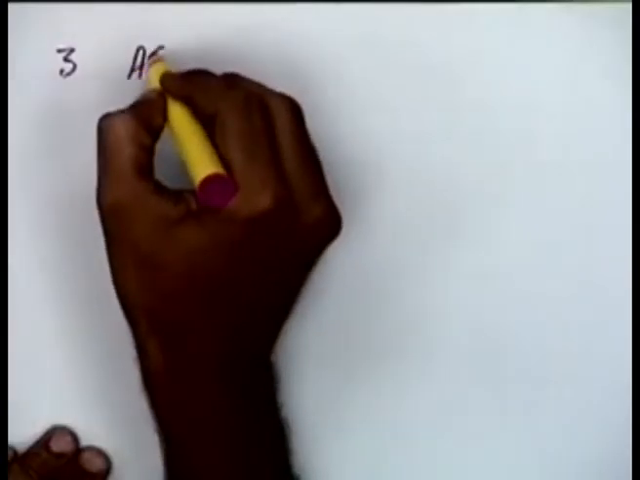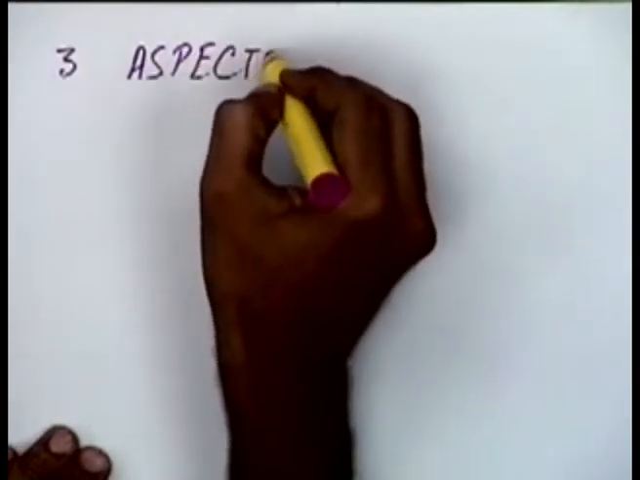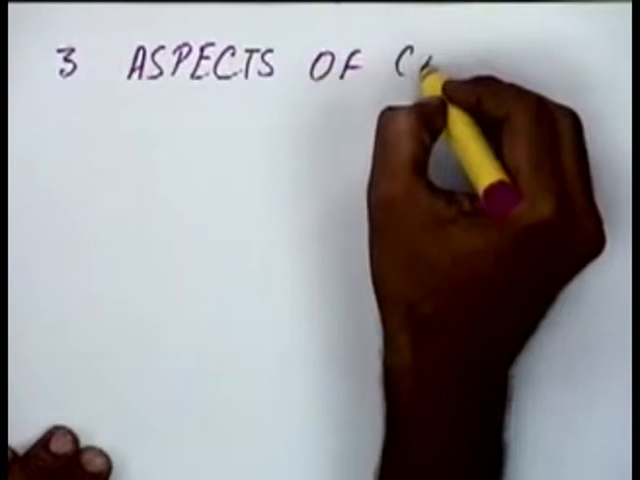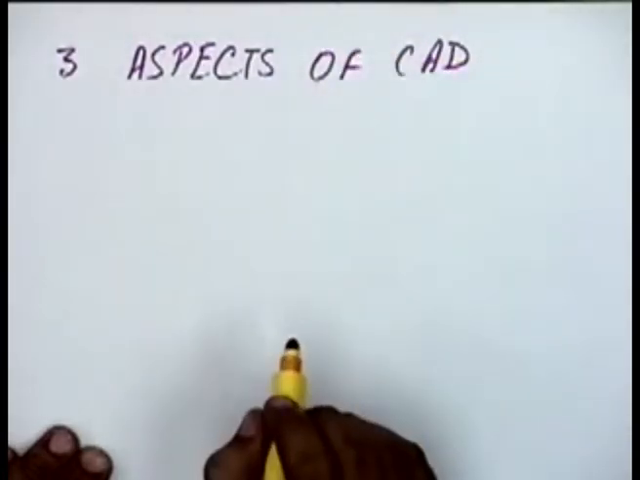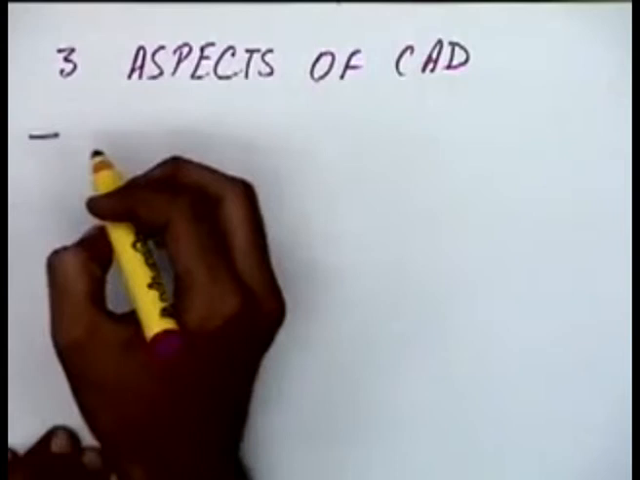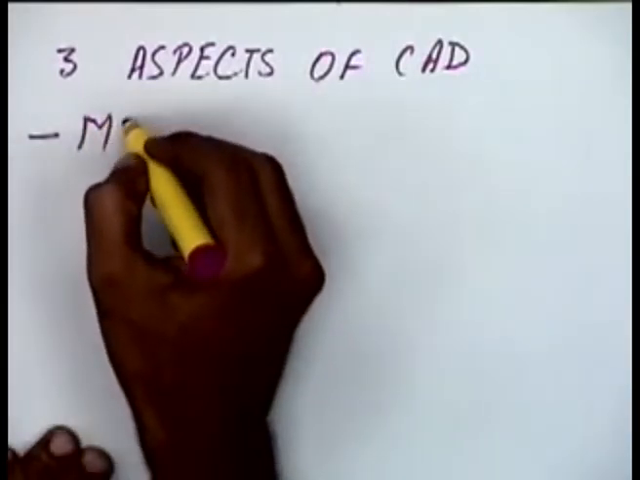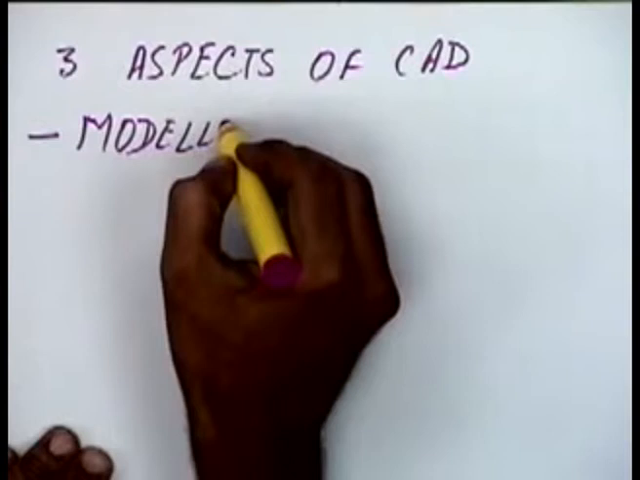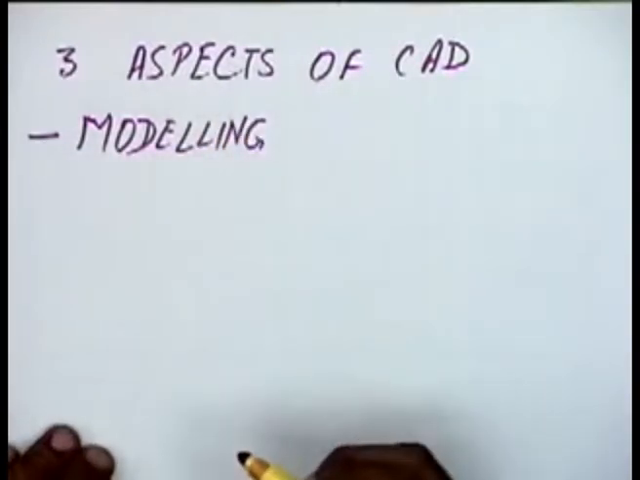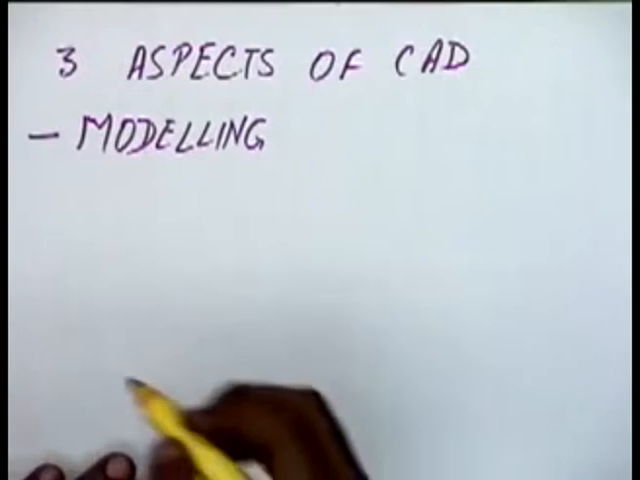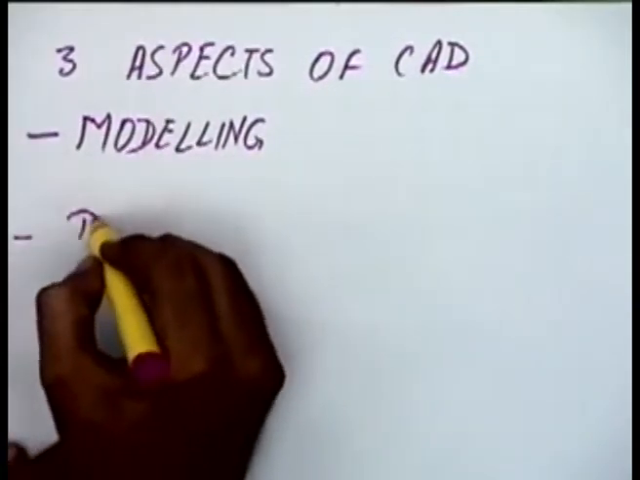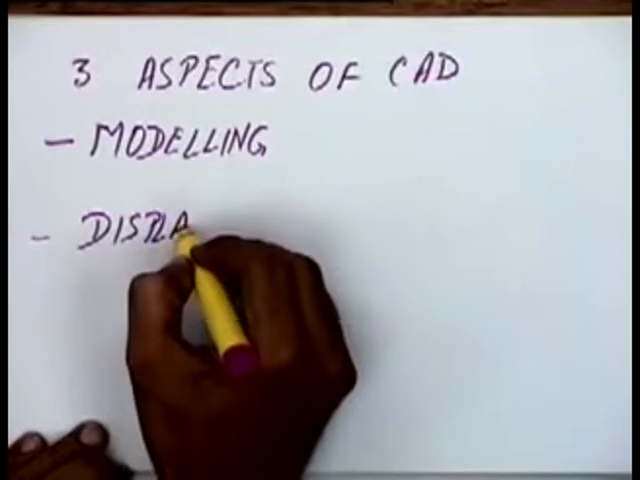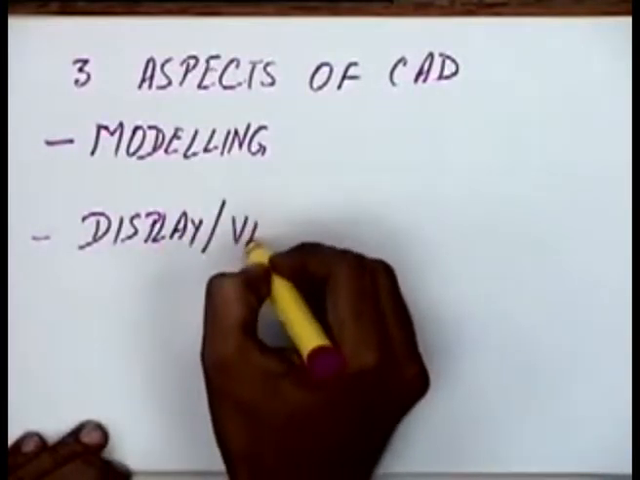So, if we summarize from this, there are three important aspects. The first important aspect is what we refer to as modeling. The second is what we refer to as display or visualization.